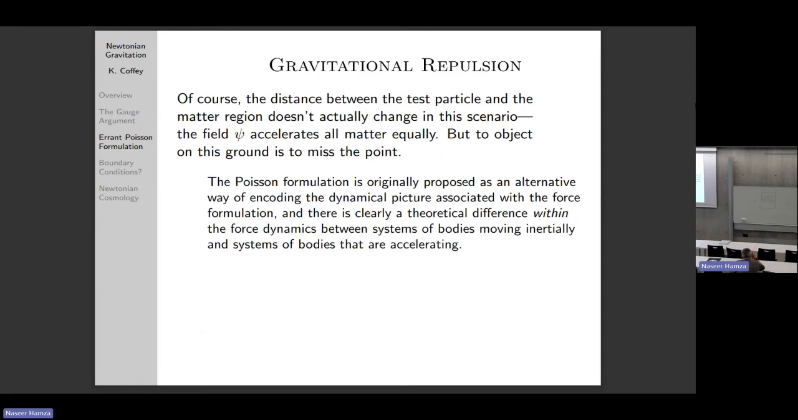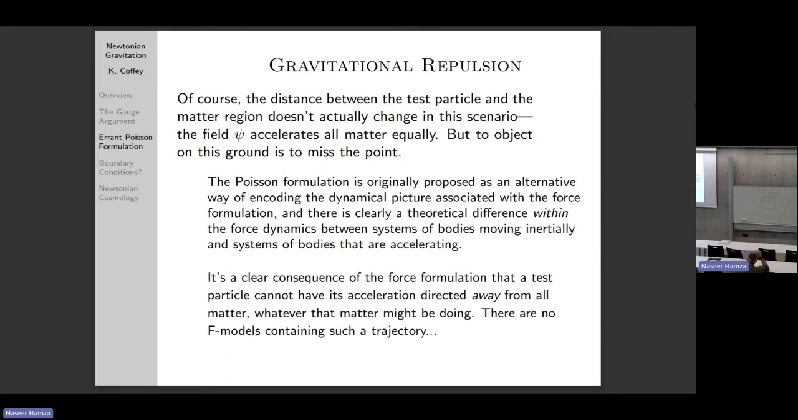Because the Poisson formulation was originally proposed as an alternative way of encoding the dynamical picture associated with the force formulation. And within the force formulation, there's clearly a theoretical difference between the force dynamics between systems of bodies moving inertially and systems of bodies that are accelerating.